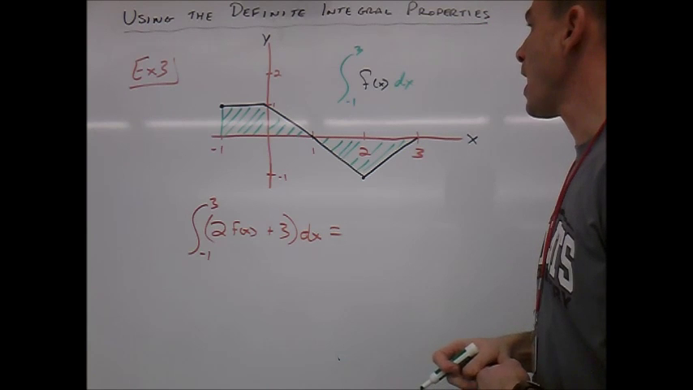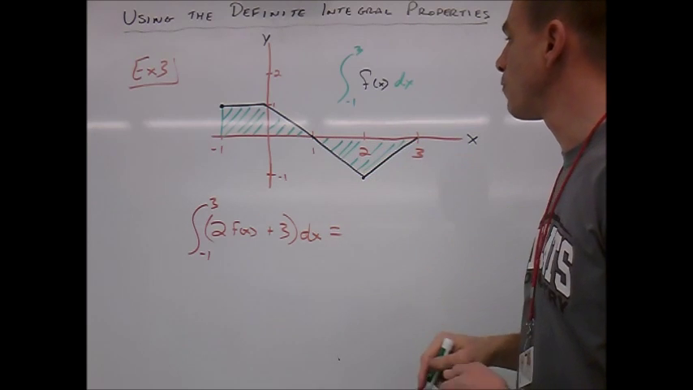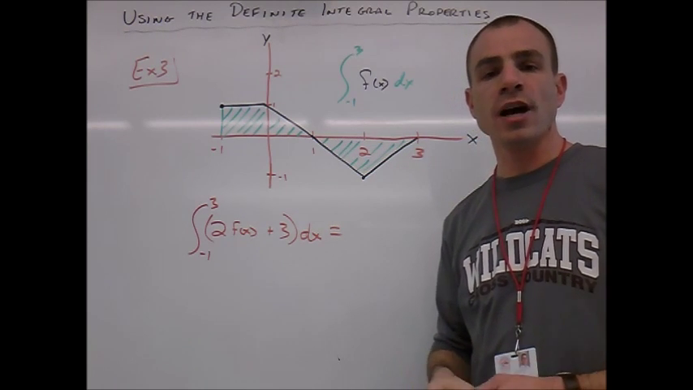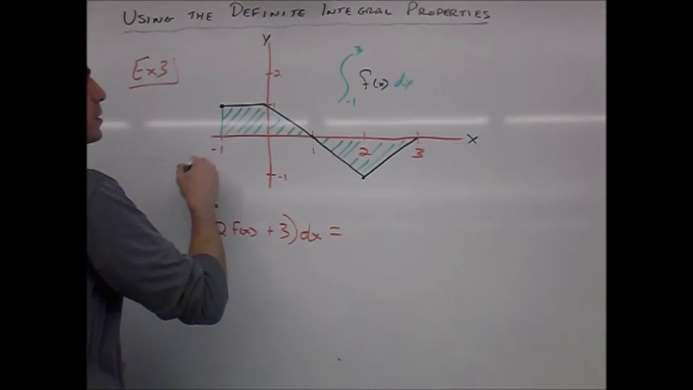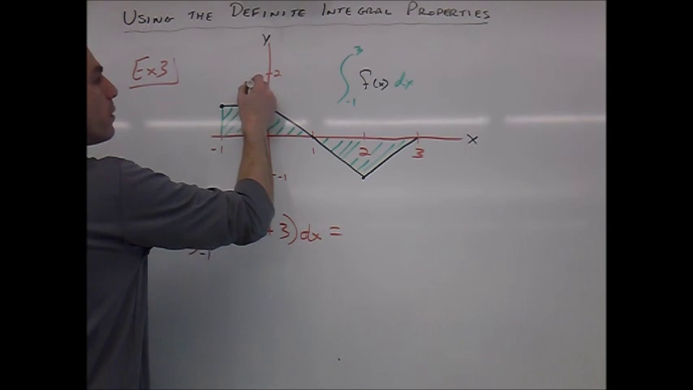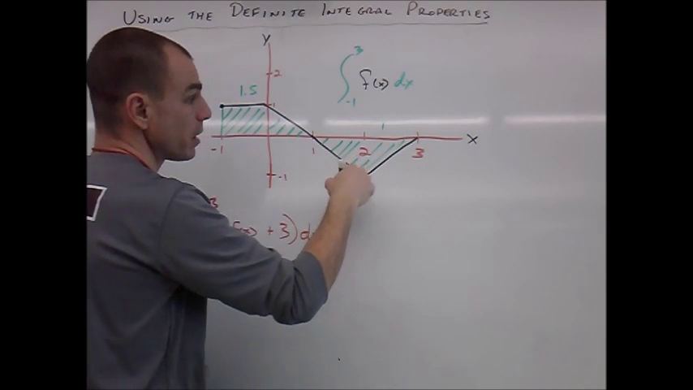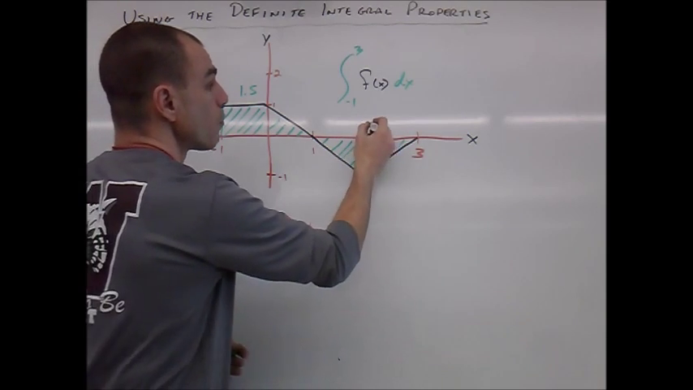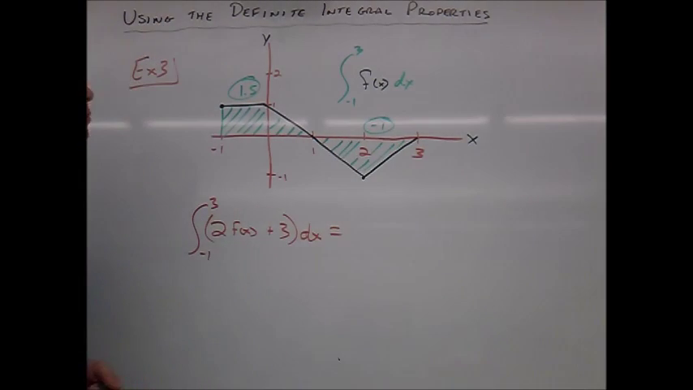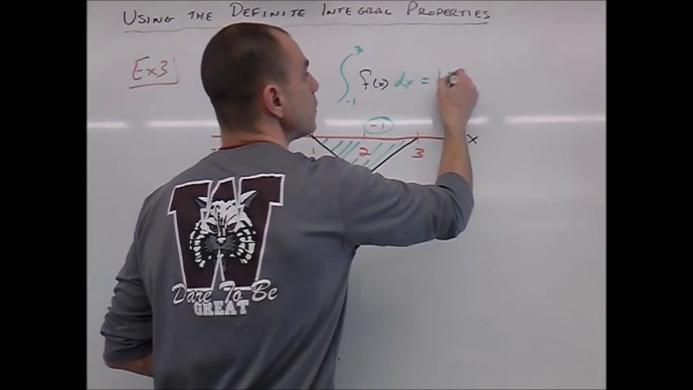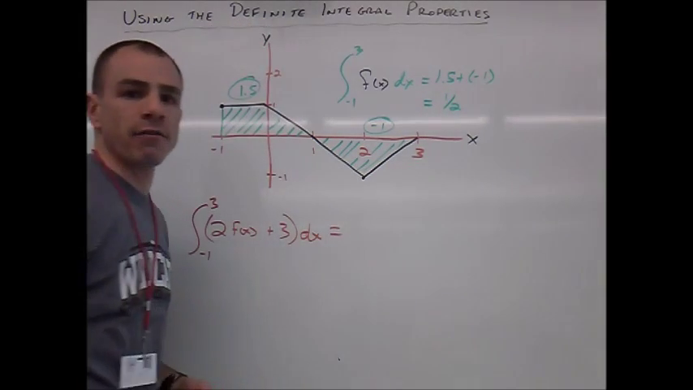And if we look at our triangle right here, there is a base of 2 and a height of 1. So 1/2 times 2 times 1 gives us an area of 1. So the trapezoid region has an area of 1.5, and the triangle has an area of 1. However, because this region is below the x-axis, we're actually going to be looking at it as -1. So 1.5 combined with -1 means that our definite integral is equal to 1/2.